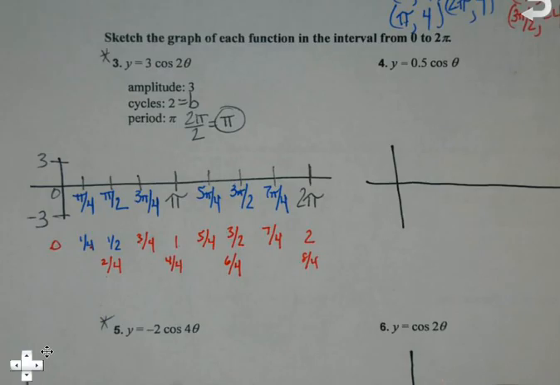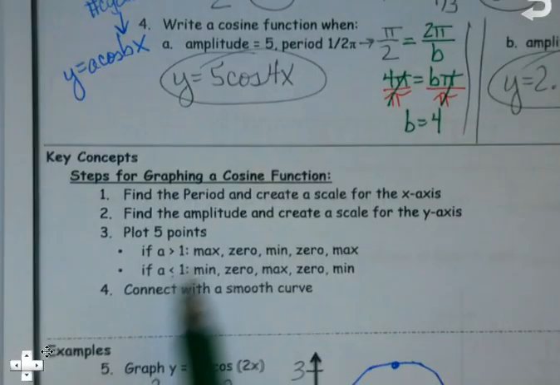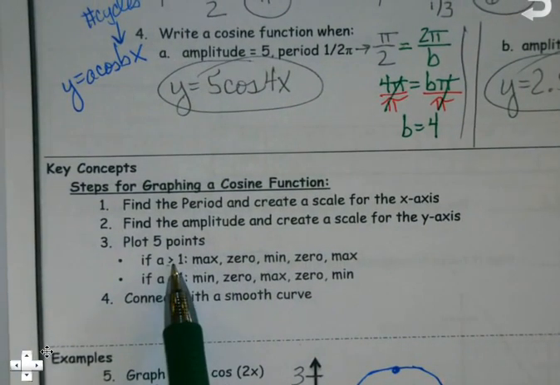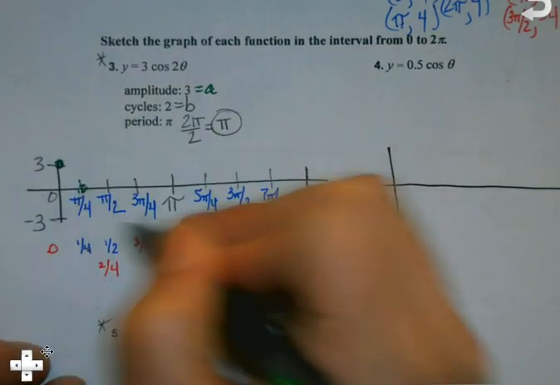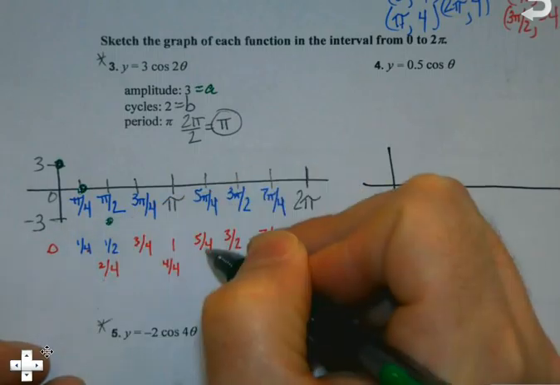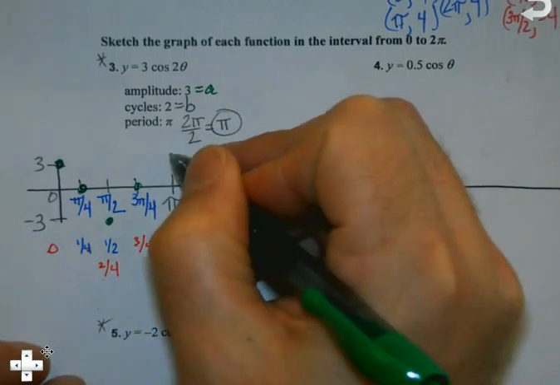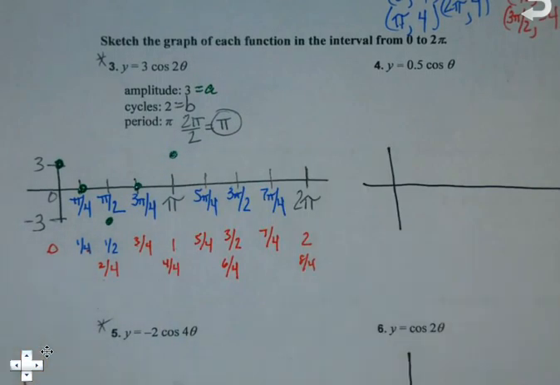So now, the only thing I've got left to think about, kind of doing a rewind to yesterday, is where does my graph start? Does it start at the maximum value, or does it start at the minimum? Well, my A value here is 3. So, since my A value is positive, it's greater than 1, we're going to start at the max. So we start at the max, then 0, then down to the min, then 0, and then back up to the max. And that's where we're used to stopping.